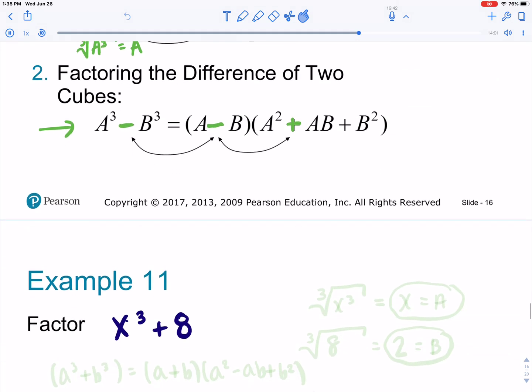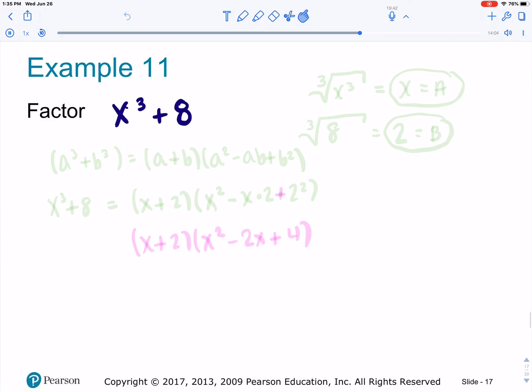Okay, so for example 1, x to the third plus 8. So here's my scratch work, and I'm saying to myself, the cube root of x to the third is x. So that's going to be my a value in my pattern.